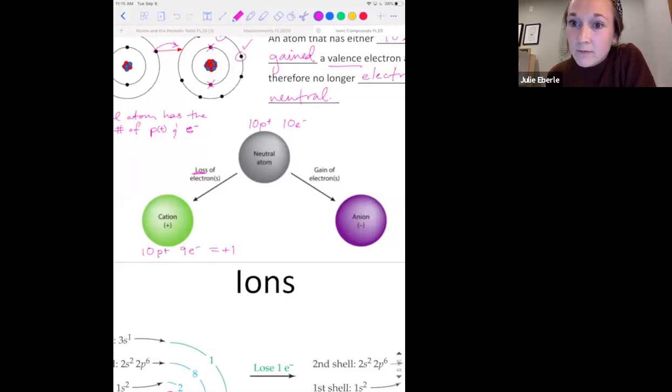Positive 1. Okay? You got to be able to do this kind of math. I know we're talking about molecules now and subatomic particles, but the math should be easy for you, okay?